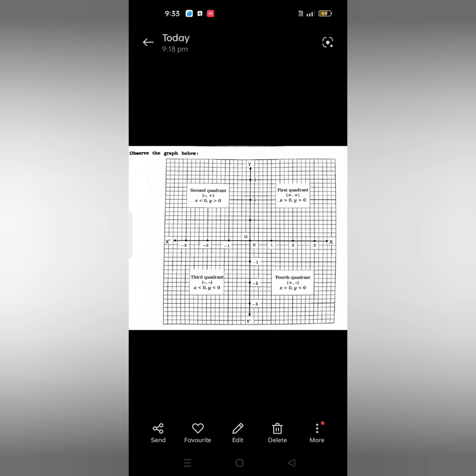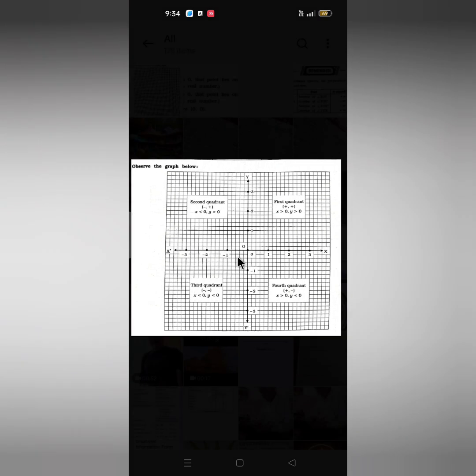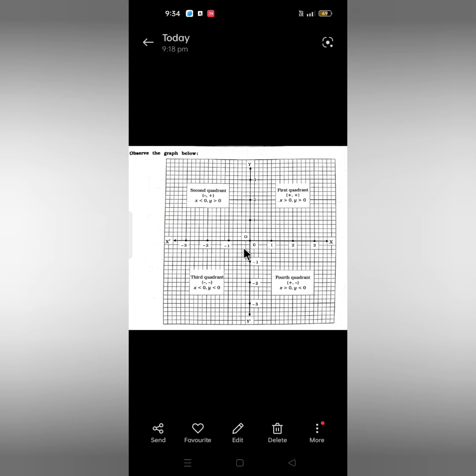When two lines intersect each other at 90 degrees, here we are discussing the number line. The horizontal line is called the x-axis and the vertical line is called the y-axis. The intersecting point of the x-axis and y-axis is called the origin. Its coordinates are O (0, 0).